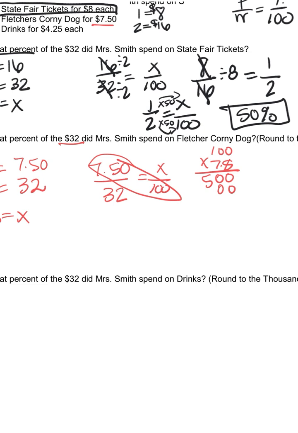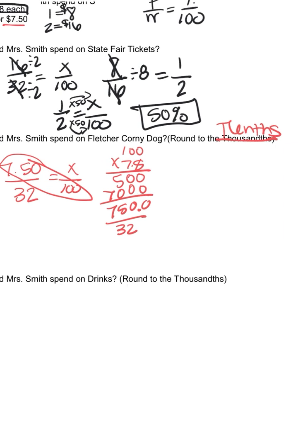7 times 0 is 0. And then 7 times 1 is 7. Add all my numbers up. I have a 1 place value, so I have a 1 decimal. And now I have to do 750 divided by 32. All right, so I'm going to go over here, 32, 750. And I said I was going to go to the tenths place. So I'm going to add a 0 already.